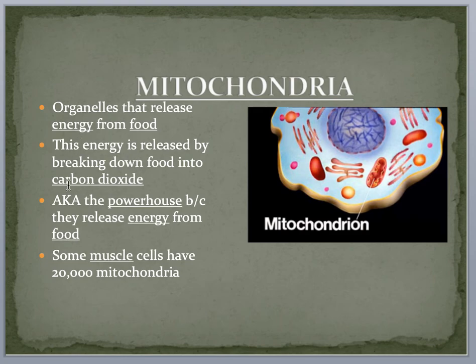This energy is released by breaking down food into carbon dioxide and ATP, which is the energy that the cell needs. It's called the powerhouse because it releases energy, and some muscles have 20,000 mitochondria. The number of mitochondria in a cell varies based on the necessity. For instance, a muscle cell will have more mitochondria compared to a neural cell.